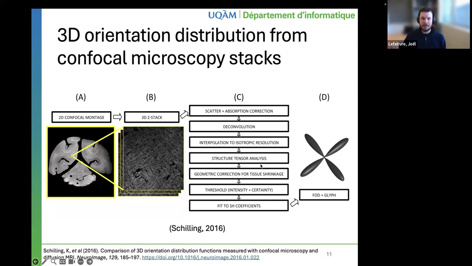I will discuss that a bit more later on, but structure tensor analysis is really similar to DTI analysis for the diffusion signal. And then they performed other processing to finally get a fiber orientation distribution from this data. So in that case, they used confocal microscopy.